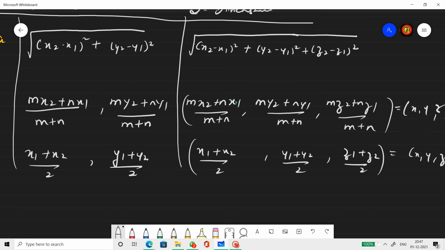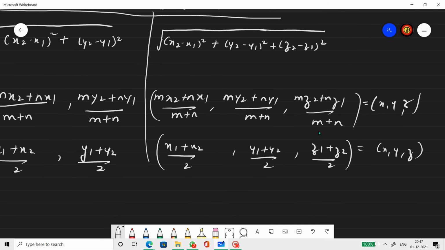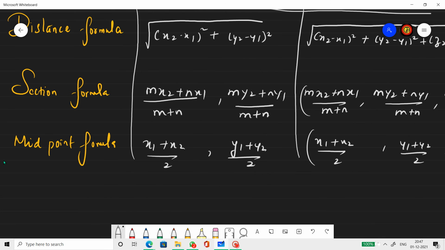So (m times x2 plus n times x1) by (m plus n), comma (m times y2 plus n times y1) by (m plus n), comma (m times z2 plus n times z1) by (m plus n). This will give us the xyz coordinate of that particular point, which divides it in the ratio of m is to n. And last, midpoint formula.